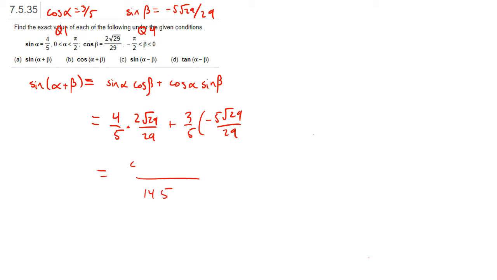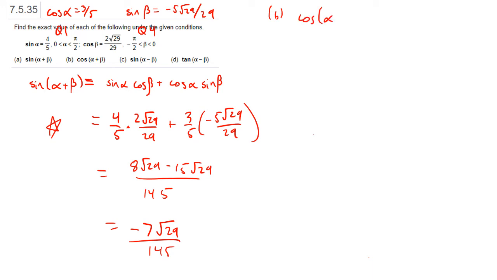Here I get 8 root 29 minus 15 root 29 for a net result of negative 7 root 29 over 145. Okay. Honestly, once you have completed this step here, you're done with the trigonometry. Now it's just algebra. So for part B, we're going to use the cosine of alpha plus beta is cosine alpha cosine beta minus sine alpha sine beta. And we've already figured all these out.